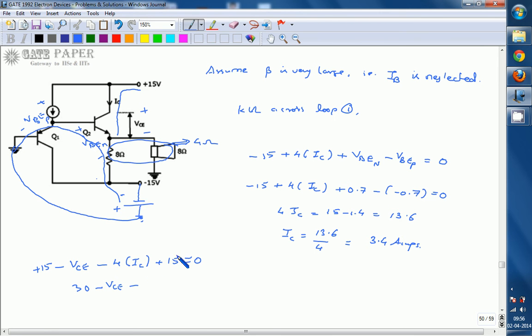minus 4 times IC, which, just now you have seen from this equation, 4 IC is equal to 13.6. So 13.6 is equal to 0. From this one you can calculate VCE as 30 minus 13.6, which is 16.4 volts. So IC value is 3.4 amperes and VCE value is 16.4 volts. 3.4 amperes and 16.4 volts is nothing but the Q point. Thank you.